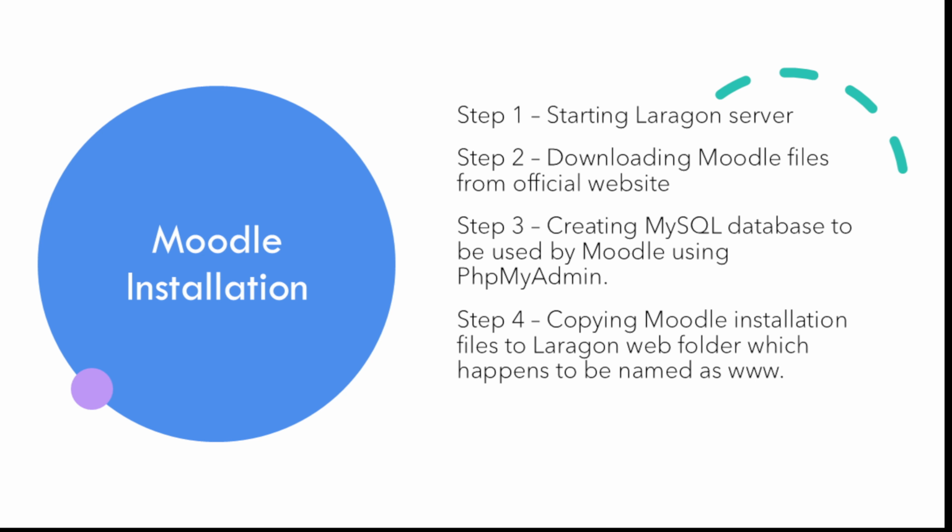So we'll have to start the Laragon server. In my previous lecture, I have explained with screenshot videos how to exactly download and install Laragon server. The next step is downloading Moodle files, the current version of Moodle files from the official Moodle website. The third is to create a MySQL database that can be used by Moodle. And this database creation is ideally done using phpMyAdmin, which provides a nifty graphic user interface which helps in creation of database. And step 4 is actually to copy the Moodle installation files to the Laragon web folder.